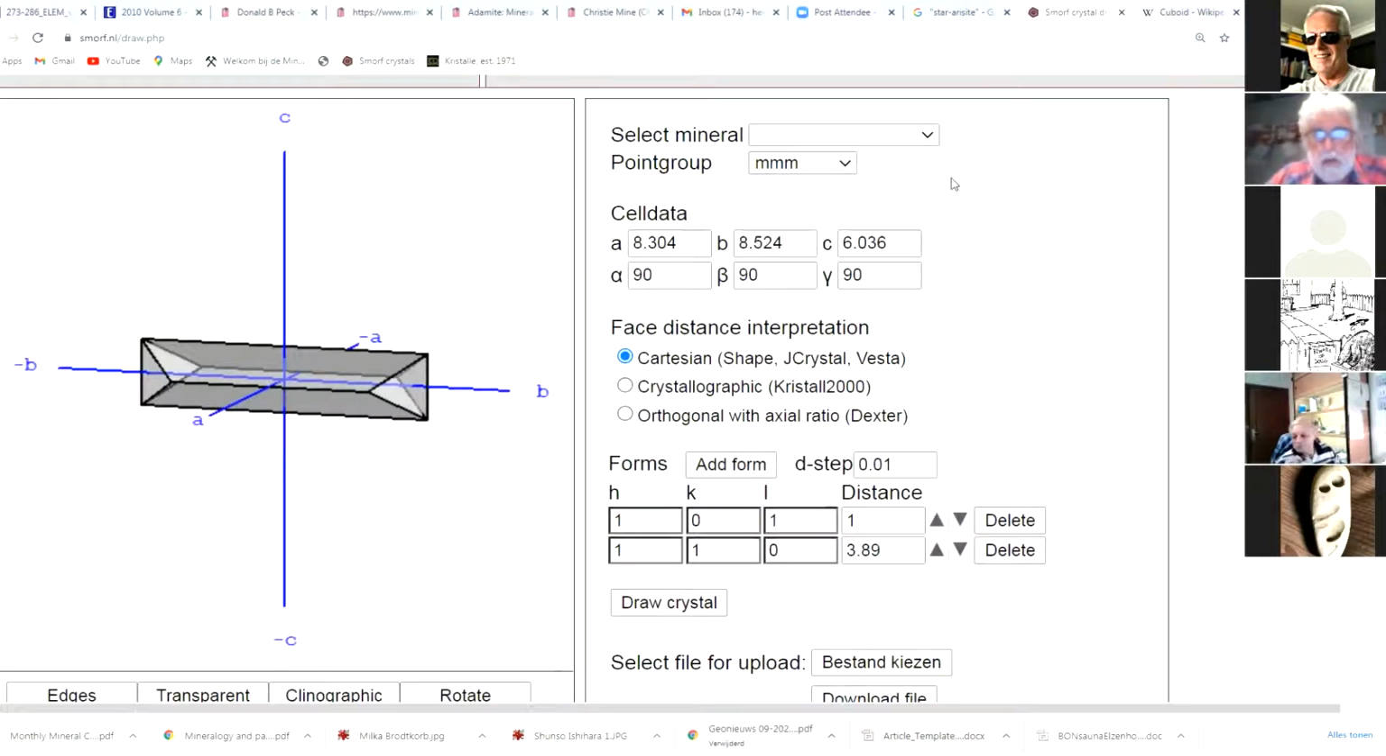All right, something that we have to remember is that we have to adjust the point group. It's apparently not reset to 0, or it actually retains the point group of the previous mineral that you worked with. So that was a mistake that I made.